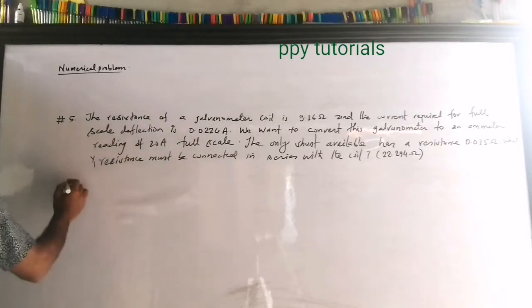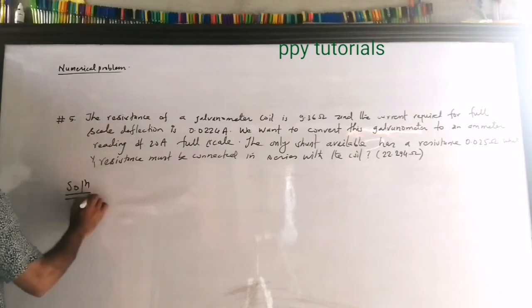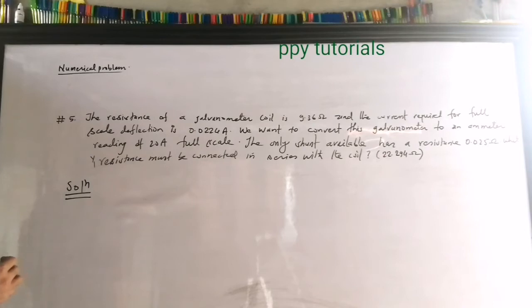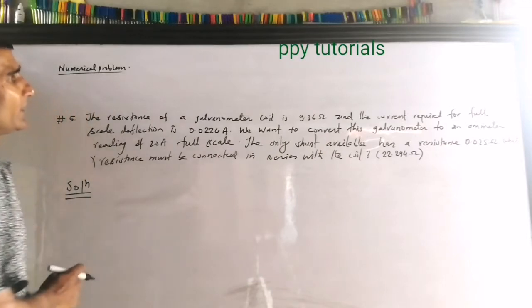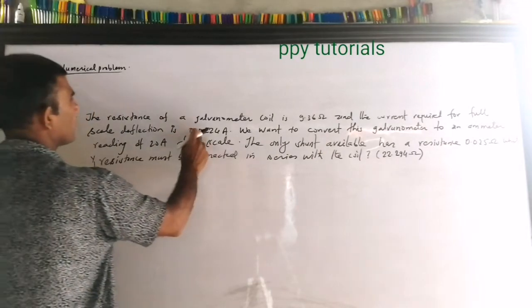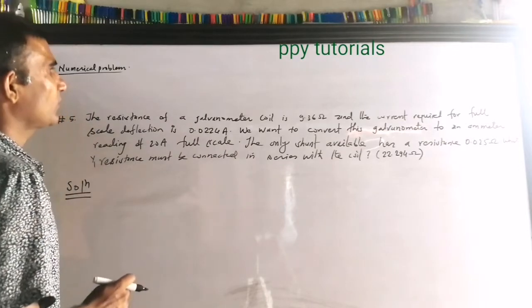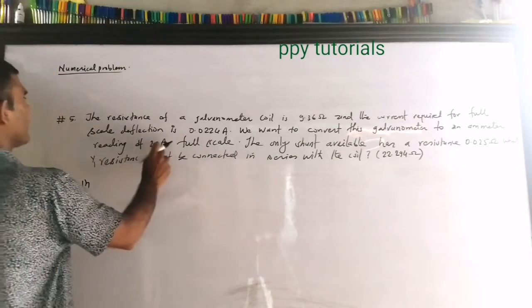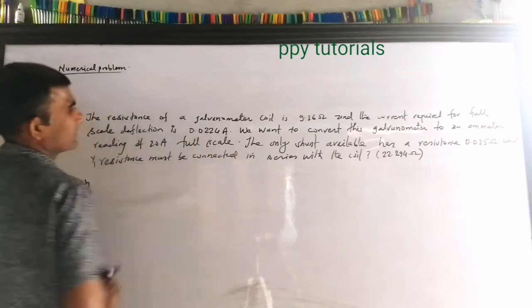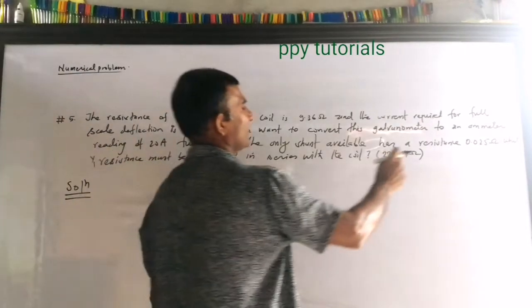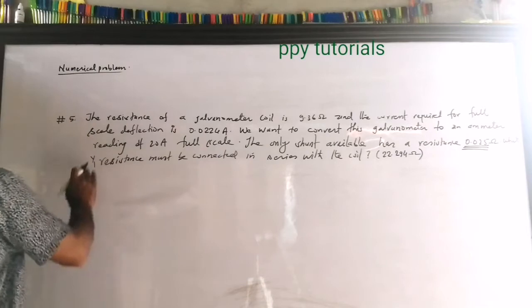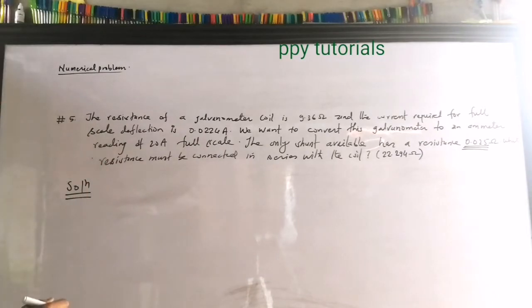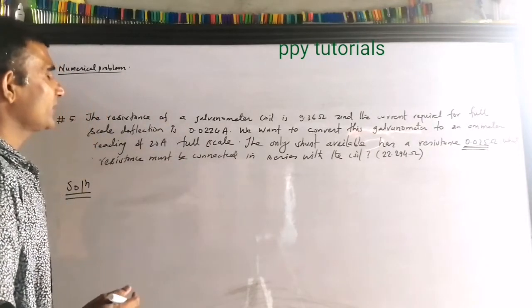Okay, next question. Read the question. Are you seeing this? The resistance of a galvanometer coil is 9.36 ohm, and the current required for full scale deflection is 0.0224 ampere. We want to convert this galvanometer into an ammeter of reading 20 ampere for full scale deflection. The only shunt available has a resistance of 0.025 ohm. Note this: what resistance must be connected in series with the coil so that we can do our job? It's a very interesting question.